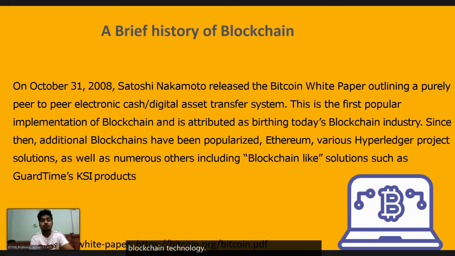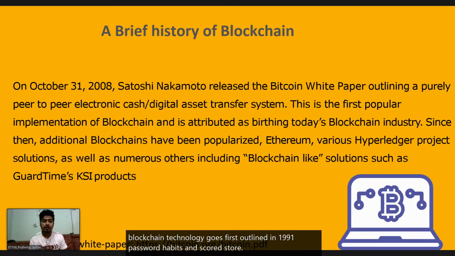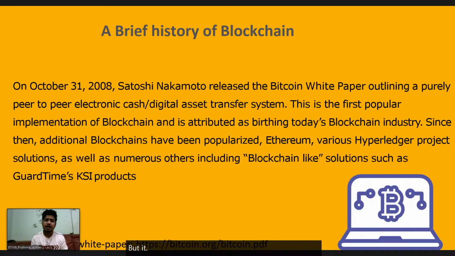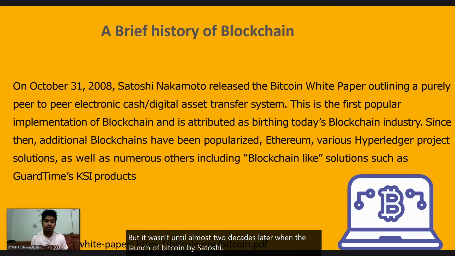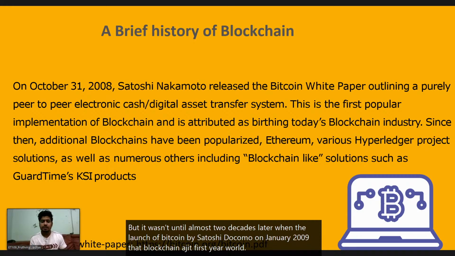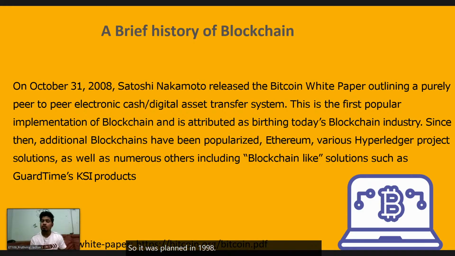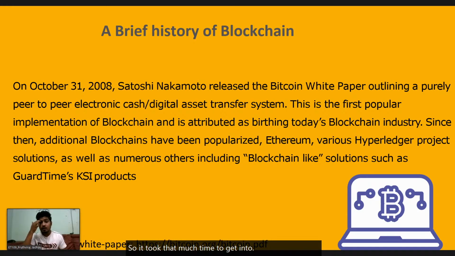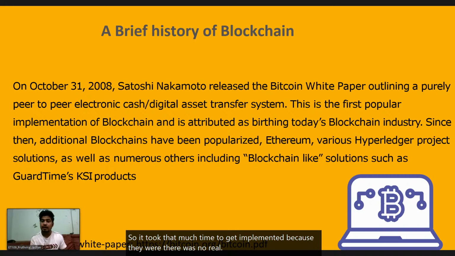Blockchain technology was first outlined in 1991 by Stuart Haber and Scott Stornetta, two researchers who wanted to implement a system where document timestamps could not be tampered with. But it wasn't until almost 2 decades later, with the launch of Bitcoin by Satoshi Nakamoto in January 2009, that blockchain had its first real world application. So it was planned in 1991, but it got implemented by Satoshi Nakamoto in 2008. It took that much time to get implemented because there was no real world application for it.